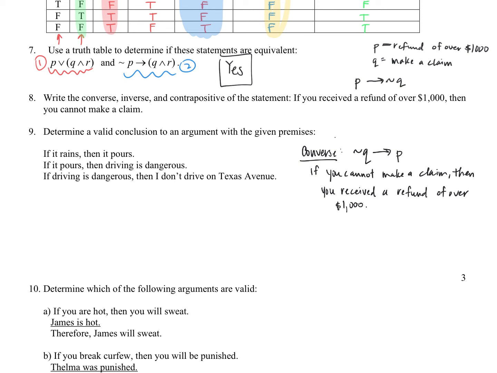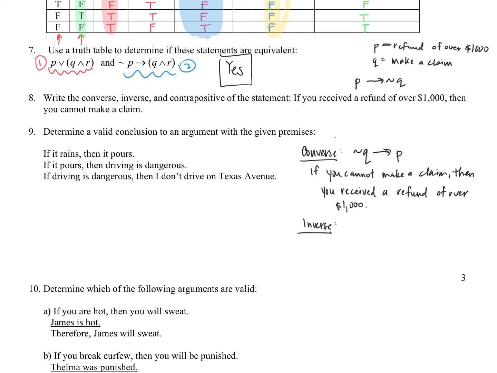Okay, so if you cannot make a claim, then you received a refund of over $1,000. So the converse is just changing the order of what you were originally given. So the if statement becomes the then, and the then statement becomes the if. Okay? So we got the converse. Now we want to do the inverse.